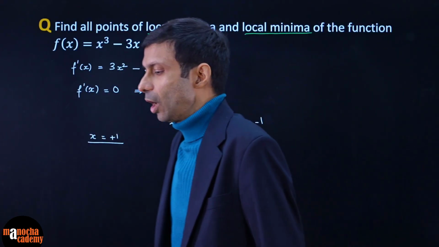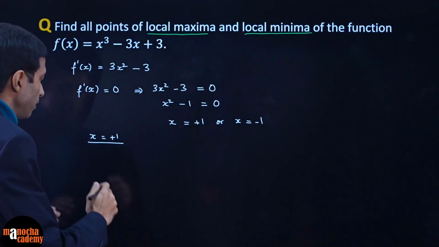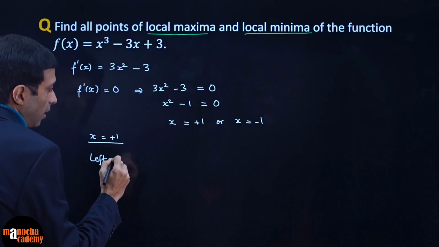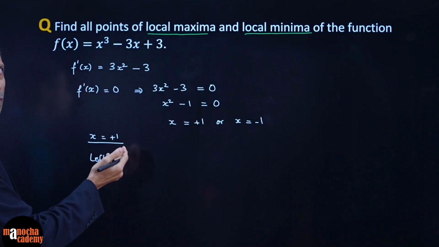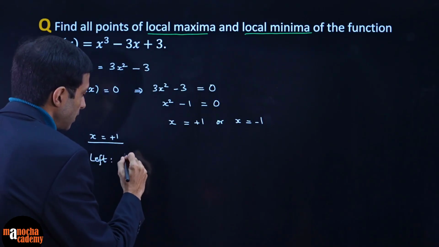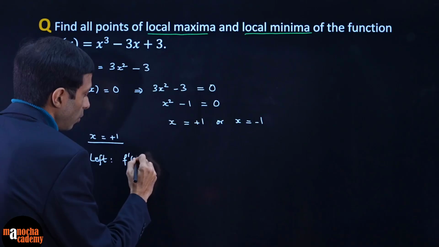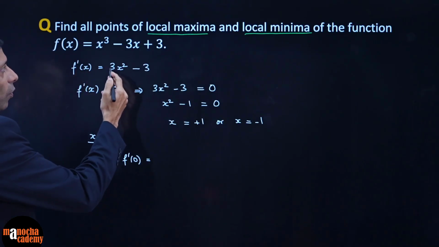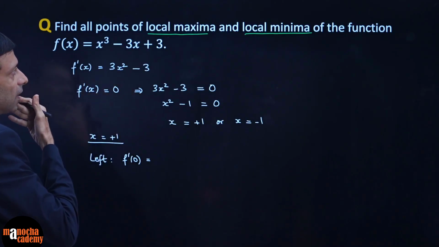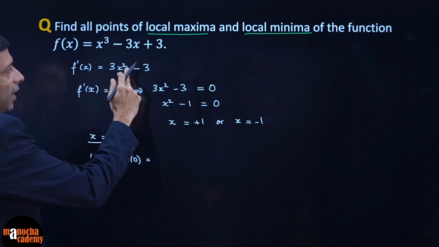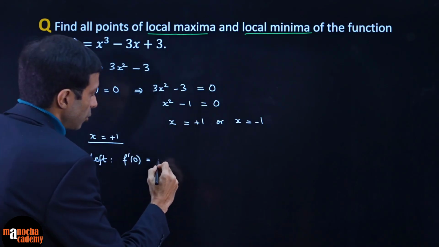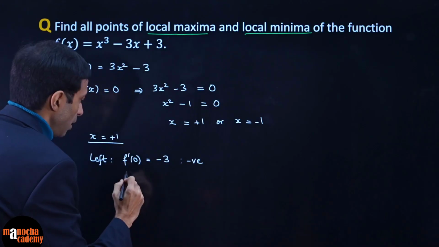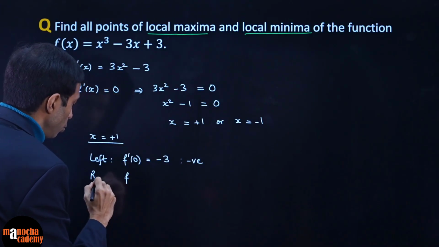Now if I say to the left of this point, left means let's take a value close to 1, maybe we can take 0. So we can say f dash of 0, how much will it be? f dash of 0 will be 3 times 0 squared minus 3. So that's going to be minus 3, which is turning out to be negative. Now take a value greater than it, to the right side.